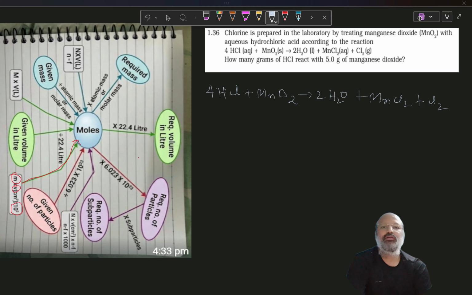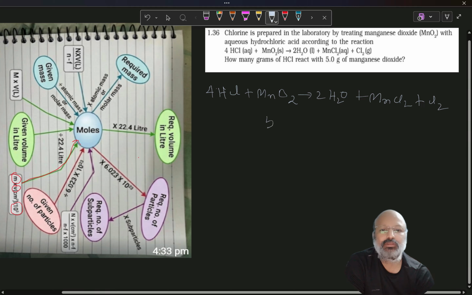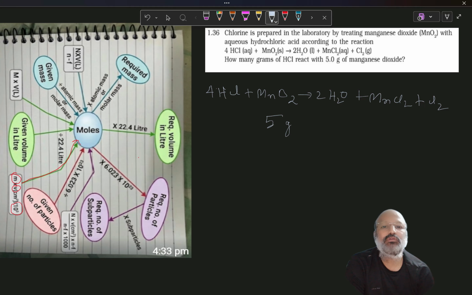So we have written down the equation. Now we'll see what sort of data has been given. Only the data given is about manganese dioxide, that is 5 gram. And what they're asking for? They're asking for how many grams of HCl react. So basically they want HCl, but in terms of gram.